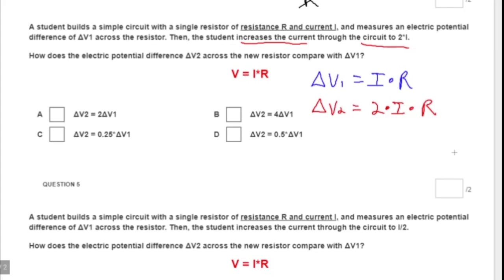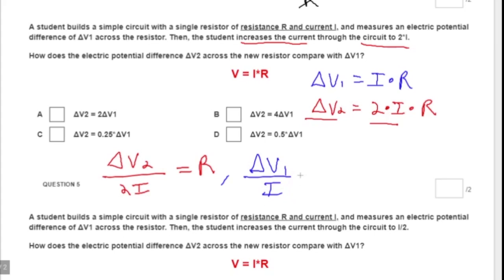So what part of this circuit is the same? Well, the resistance is kept the same. So we need to manipulate these equations to solve for resistance, and then we can plug it in. So if I take my red one, I get delta V2. In order to get resistance on its own, I got to divide both sides by 2I. So I do that, and that equals R. Then for my blue equation, I do the same thing. I get delta V1, I divide by I, and then I get R.